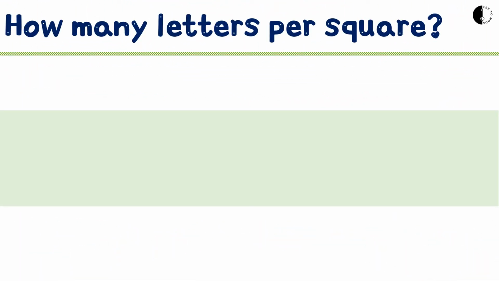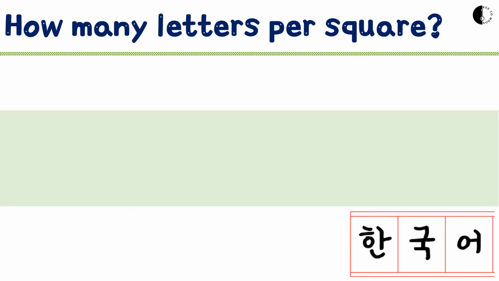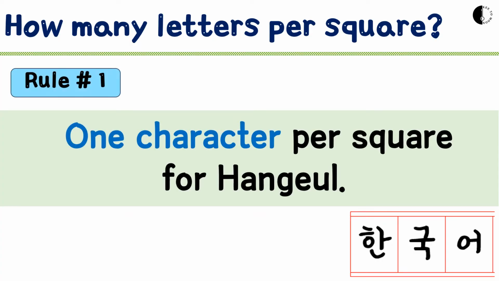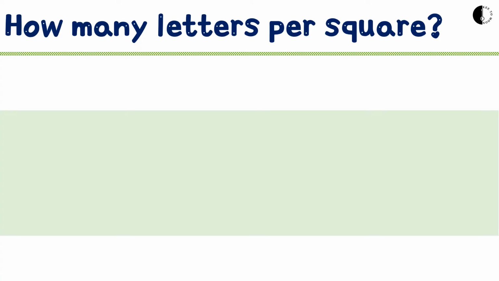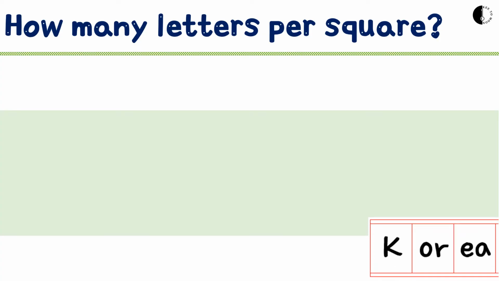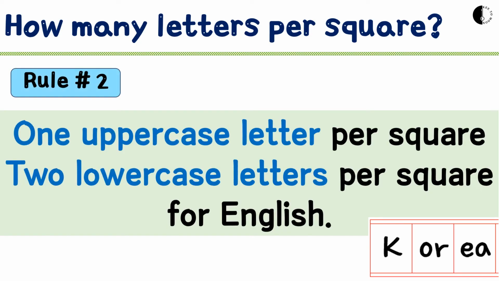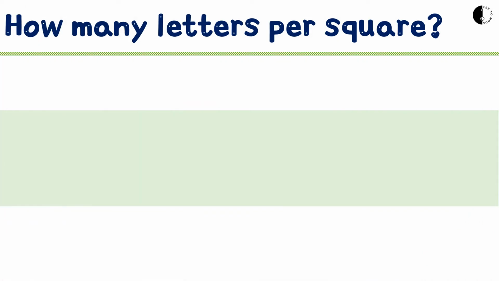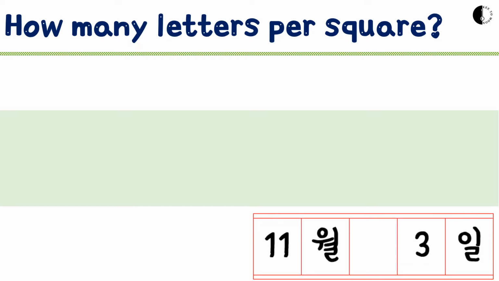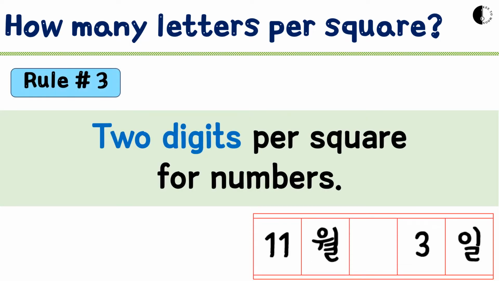So, how many characters should we write in each square of the manuscript paper? As you can see in the example, for Korean, you should write 1 character per square. However, English is a bit different. For uppercase letters, you should write 1 letter per square, while for lowercase letters, you can write 2 letters per square. What about numbers? For numbers, you should write 2 digits per square.